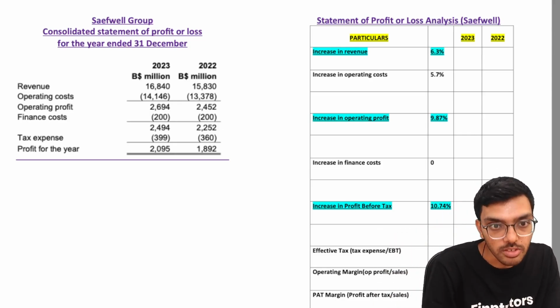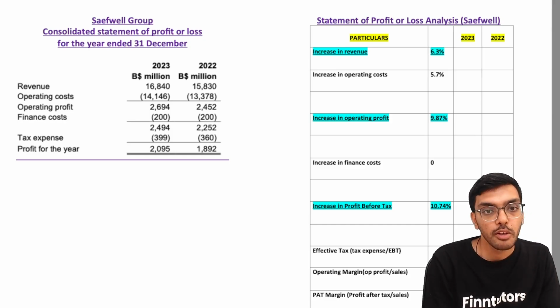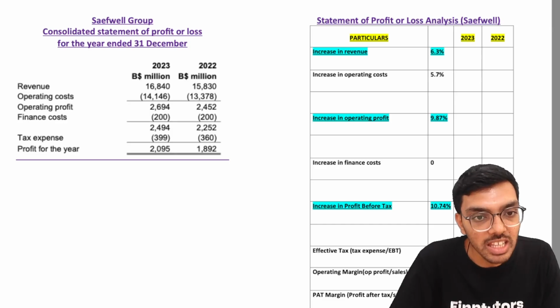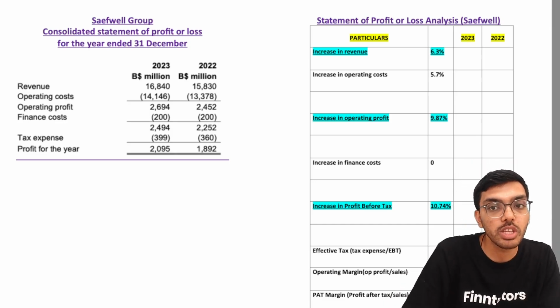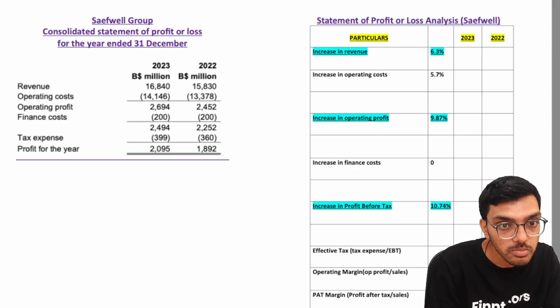It's in millions, but I'm going to read the numbers as they are on your screen. 15,830 in 2022 became 16,840. So there was a good increase in revenue, a good sign for the business.